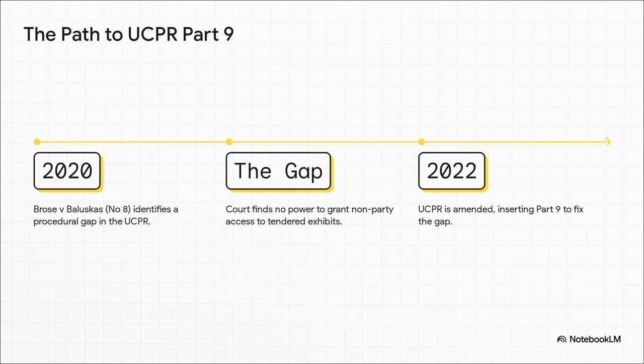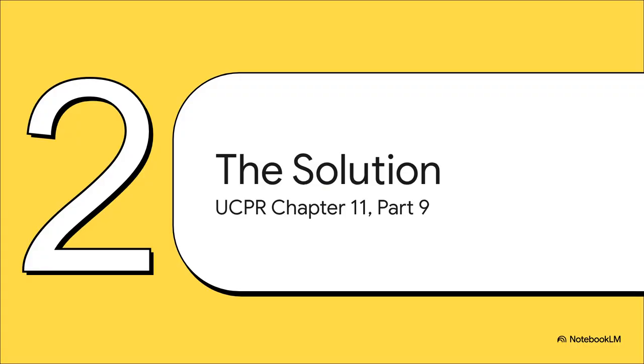A non-party wanted to see some exhibits, but Judge Muir looked at the UCPR and found, well, there's actually no power here. Exhibits that are tendered weren't considered filed documents, so the court's hands were tied. This decision created a vacuum that had to be filled, which is exactly why in 2022 we got the amendment that brought us the brand new Part 9. So how did they fix the Bros problem? The solution is Chapter 11, Part 9 of the UCPR.